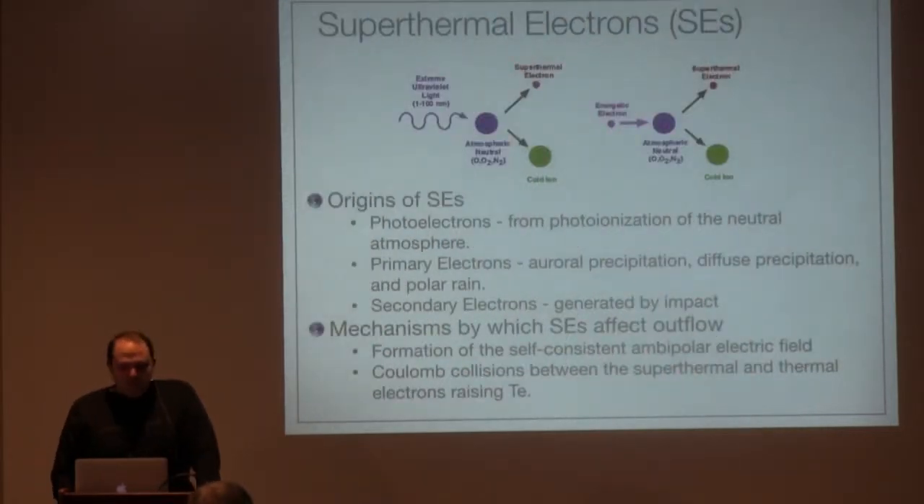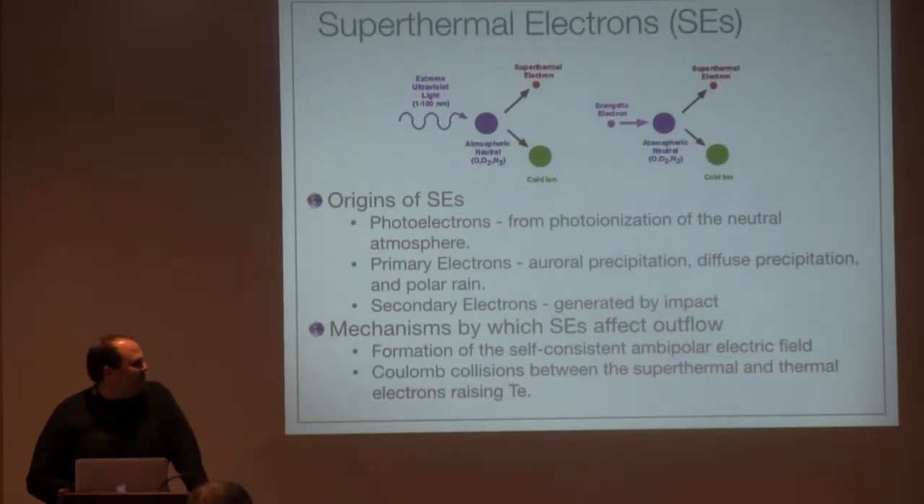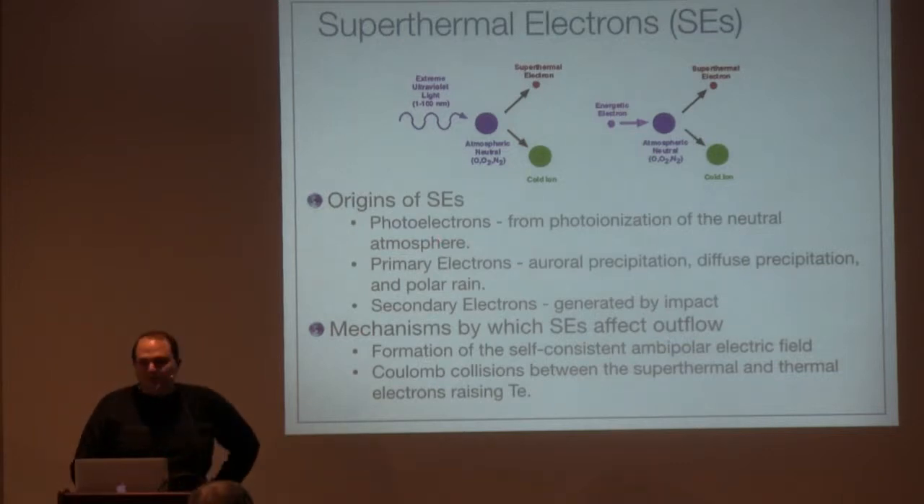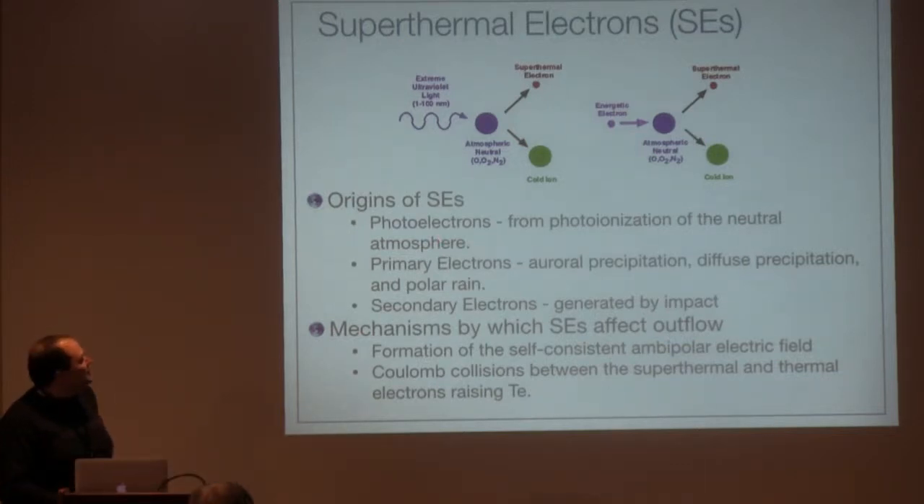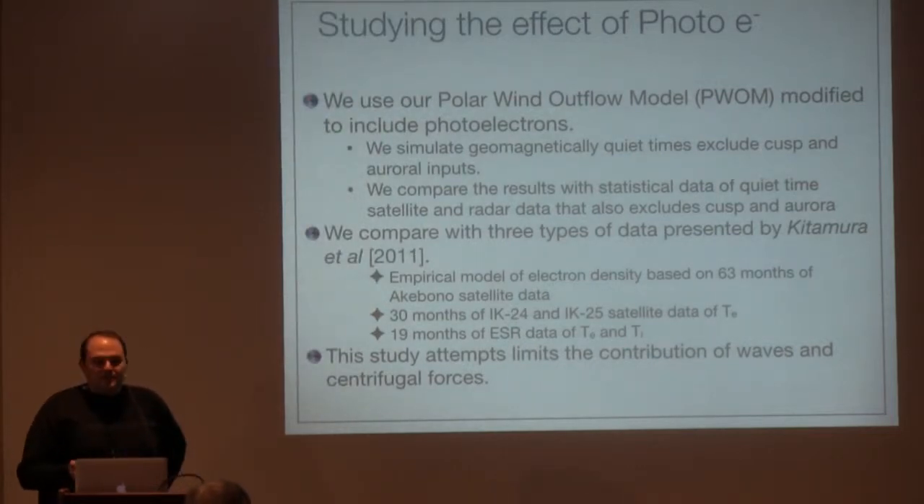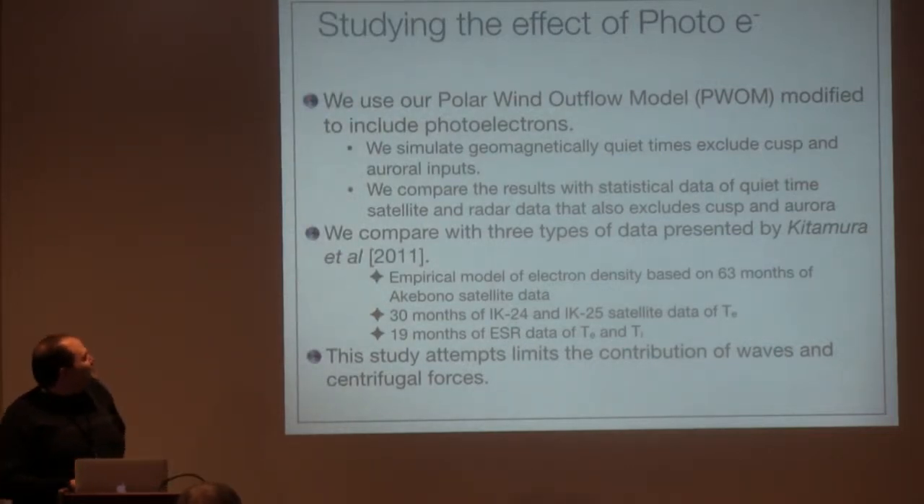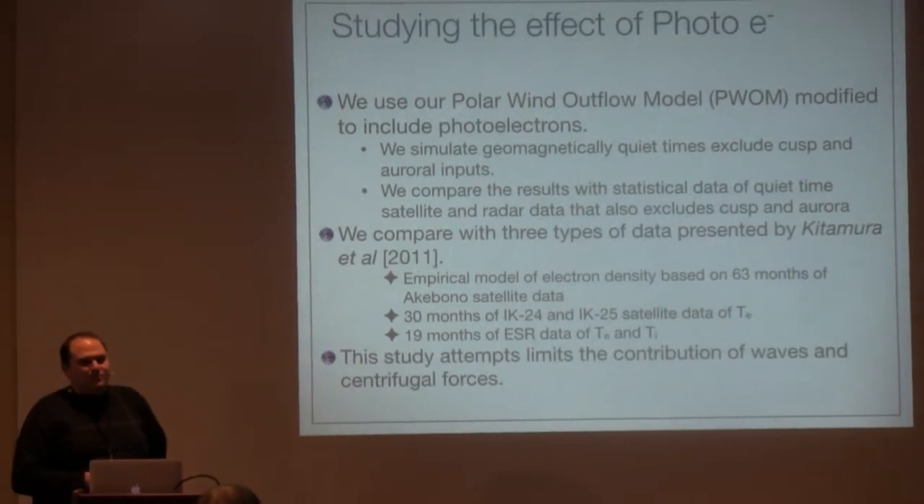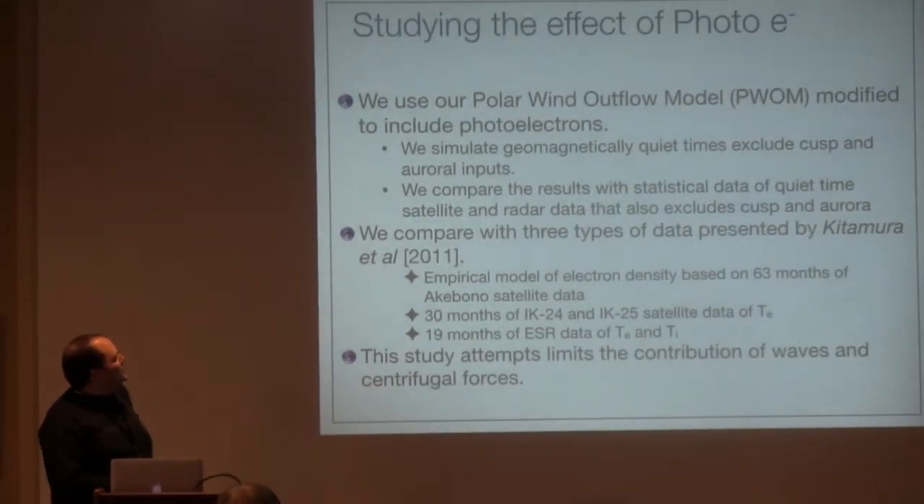All right. So I guess I can mostly skip this slide since Mike more or less showed it. But basically, there's different kinds of superthermal electrons, and we're focusing here on the photoelectrons for the case of ion outflow. And so this is a study I did mostly with Narutoshi. What I did is I modified the polar wind outflow model to include a kinetic treatment of photoelectrons. And so we simulated with this.